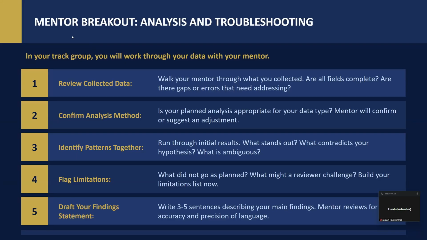In your track group, you'll work through this data with your mentor. There are five things. First, you have to collect your data. I'm not sure if you guys have already. I think that's our plan for today's meeting, to try to figure out ways to collect your data, maybe research a little bit. And then you should talk to your mentor, see if that path is good. Then you should confirm your analysis method again. Just talk to your mentor, see if that plan is good.